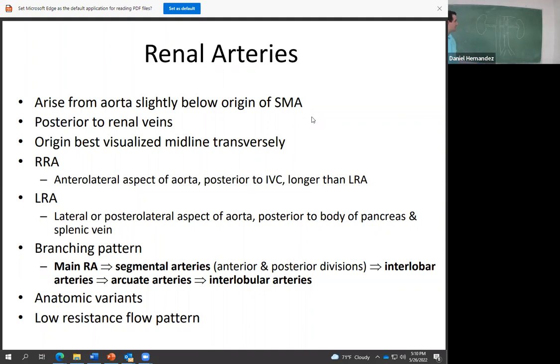Main characteristics of our renal arteries are that they're very low resistant. So the kidneys are always in need of blood. We always want that forward flow. Just realize there could be anatomical variance. We're going to learn very quickly in vascular that anatomical variants always exist. So just because you're used to seeing something one way doesn't necessarily mean it's going to be that way.